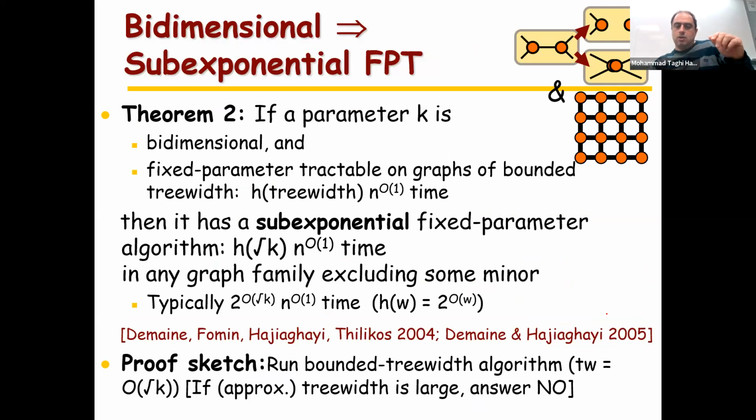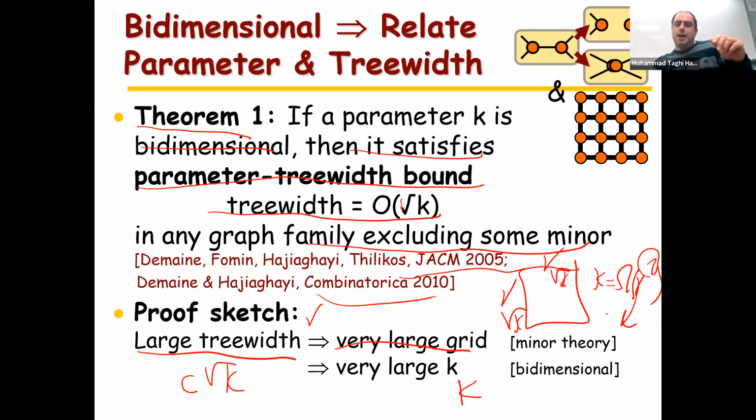Okay. So this is the main structural theorem that exists for parameters and treewidth, and it relates the treewidth of the graph to the size of the parameter. Now, for fixed parameter algorithms, life is very easy. Why? Because we know that this graph has bounded treewidth, at most square root of k.